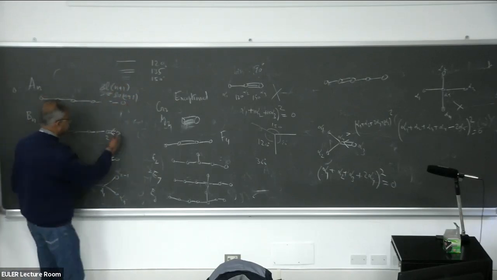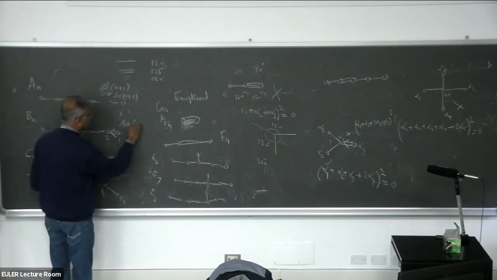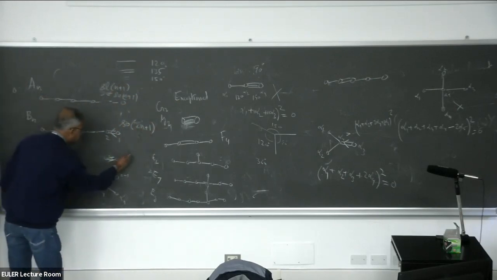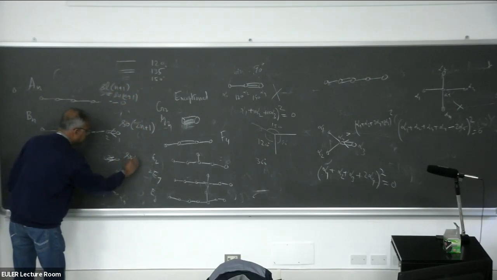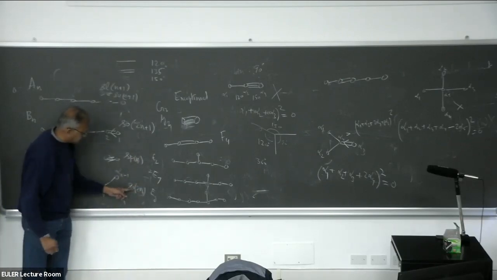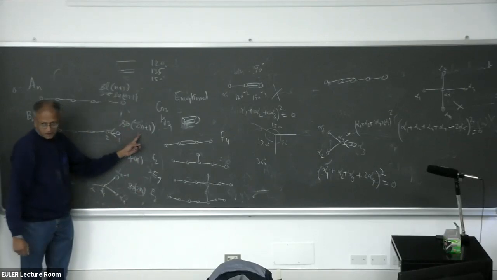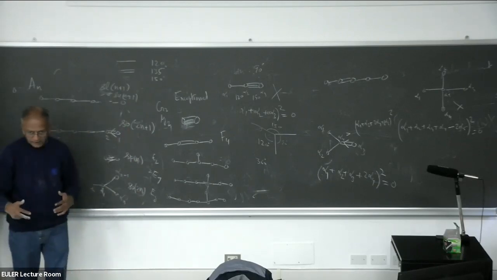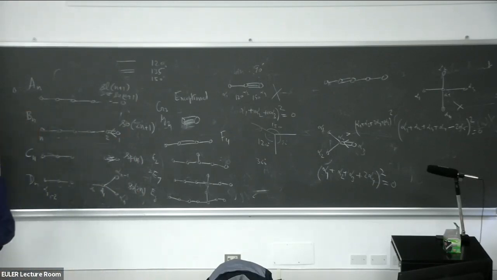These ones are SO(2N+1). These ones are symplectic, Sp(N). And these ones are SO(2N). So there is a distinction between SO even and SO odd. There's a big difference. From the point of view of Lie algebra, it is very different.